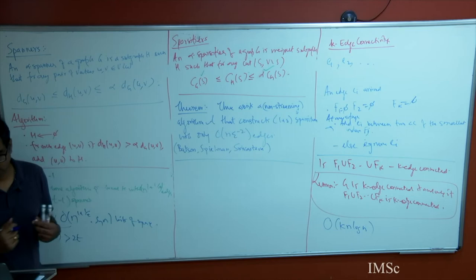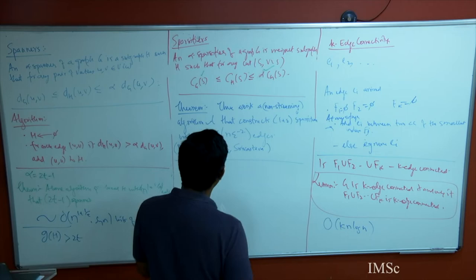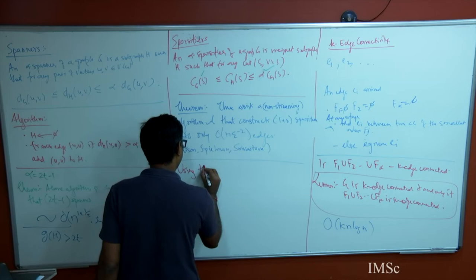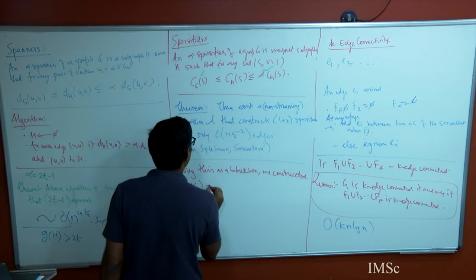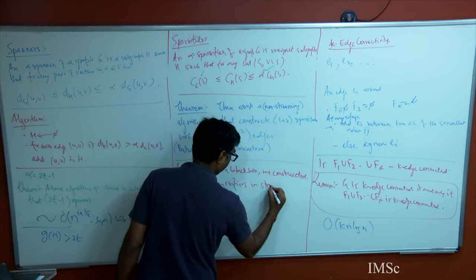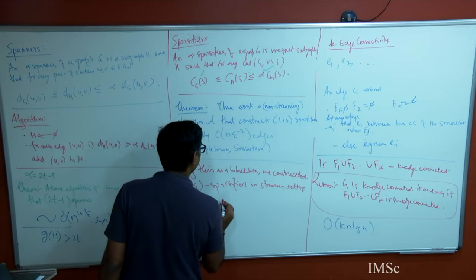And what we wanted to do was use this algorithm as a black box. Using this as a black box, we constructed one plus epsilon sparsifiers in the streaming setting of size order n log n over epsilon squared.